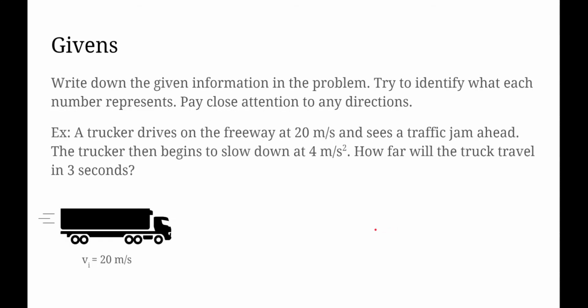After our diagram, we move on to our givens. So we want to try and identify the important stuff from the problem. Usually this means the things with numbers. So we see a couple different things with numbers here. We see 20 meters per second, we see slowing down at 4 meters per second squared, and we see 3 seconds. So this is all the important information from our problem.